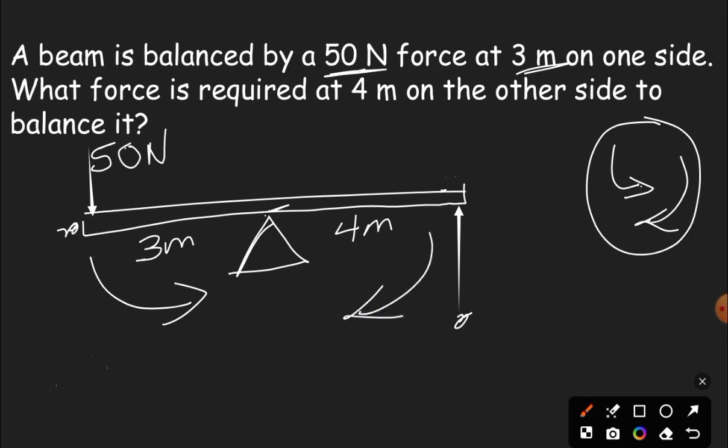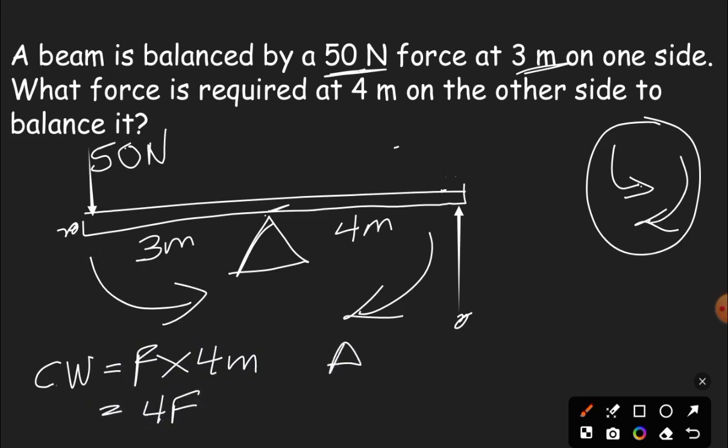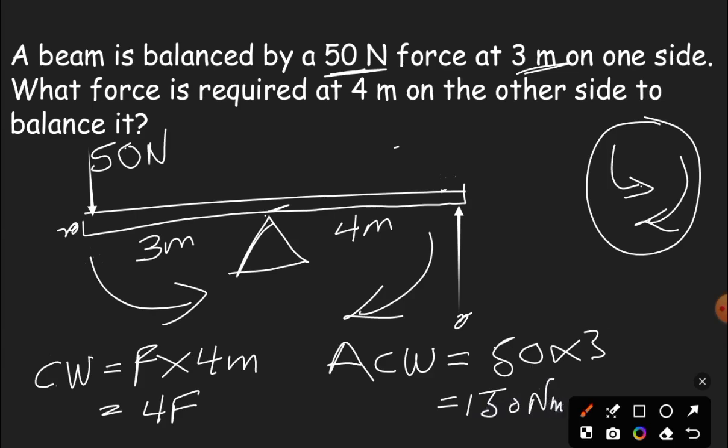So on this beam, which one do we call anticlockwise? On the right side, this is the clockwise. So clockwise moment equals a certain force we don't know multiplied by the distance, which is 4 meters. So the clockwise moment will give us 4F. Now anticlockwise moment, which I'll write as ACW, is 50 multiplied by 3. We have 150 Newton meter.